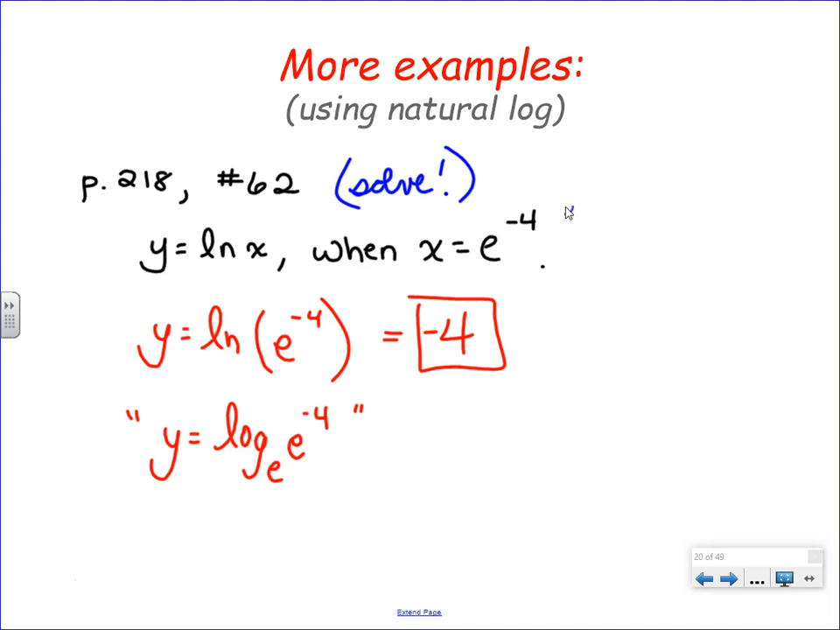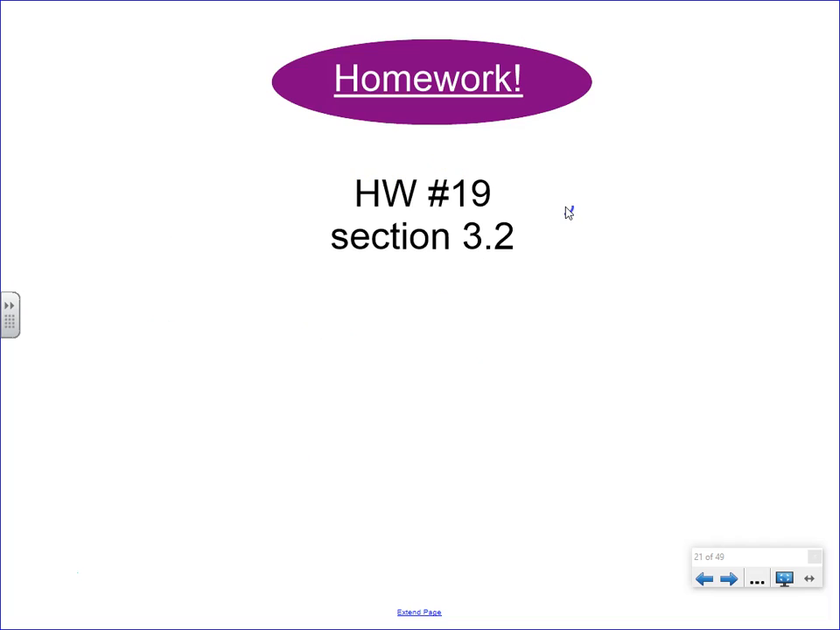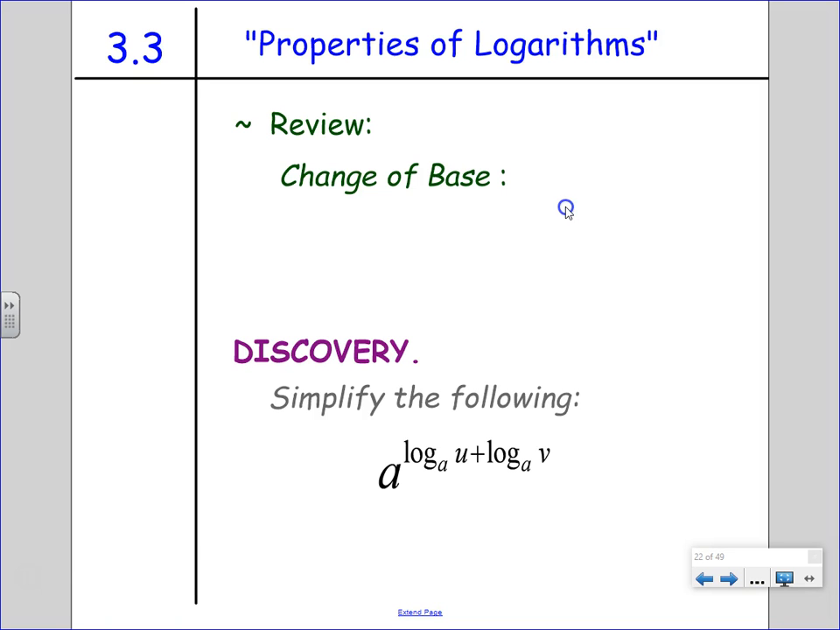Wait, what? What's true? It is homework now. We're done. Now, quick note.